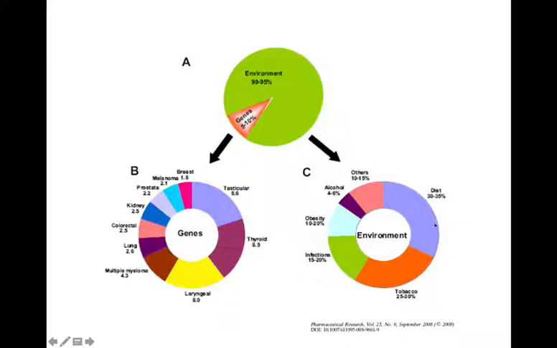Environmental cancers, those that have a strong environmental component, and again, you can't say it's all this or it's all that, but in trying to identify factors in the environment that increase the likelihood that someone will develop cancer, those include diet, tobacco use, infections like we just talked about, obesity, alcohol use, and other factors.